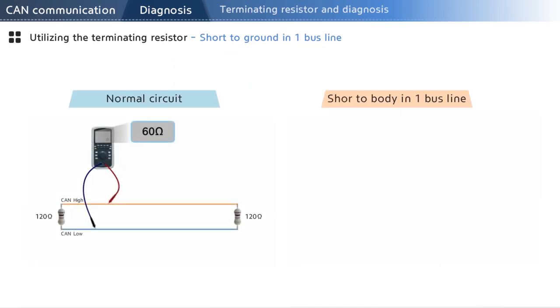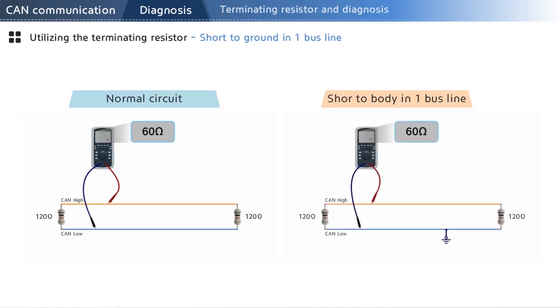We just discussed that the terminating resistance of the CAN bus is 60 ohm when the bus is in the normal state. This means the resistance value is the same when one line is shorted to the body. This can be a little confusing. When the circuit is normal, the resistance at one of the bus lines and the body measures as infinite. If there is a short circuit, the resistance between the normal line and the body is 60 ohm. The resistance between the shorted line and the body is 0 ohm.